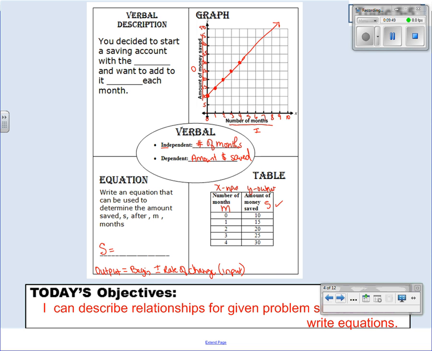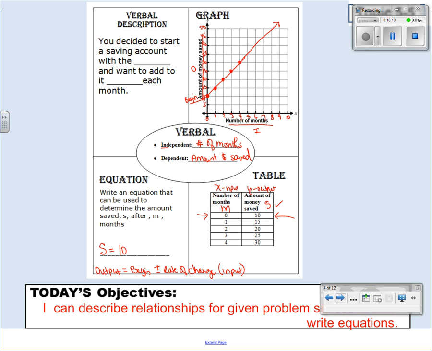The beginning, how does this graph begin? We see on the table, when the number of months equals 0, we know we're going to start off with $10 saved. You can either get that from your table or from your graph. We read the graph left to right. There's our beginning point.